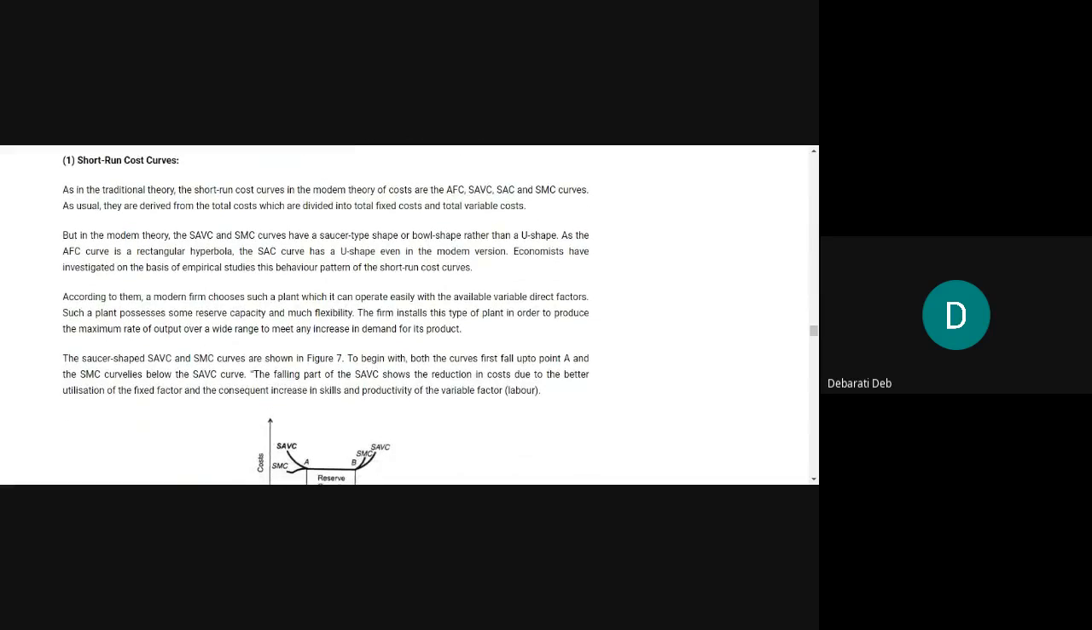So we are starting today with the discussion of short run cost curves.